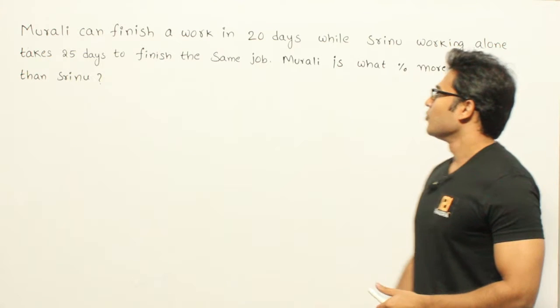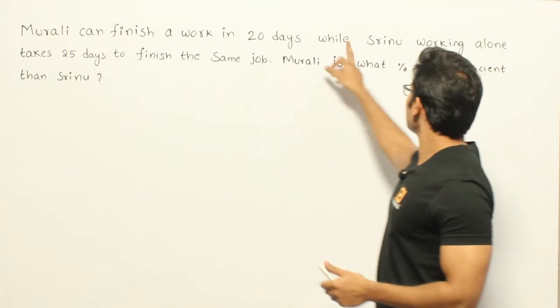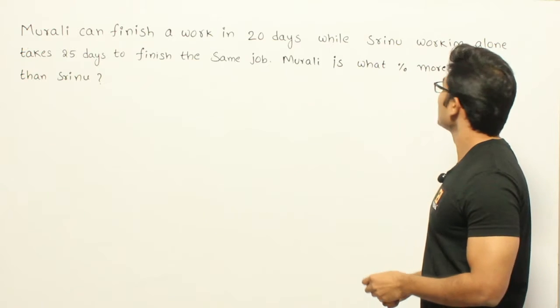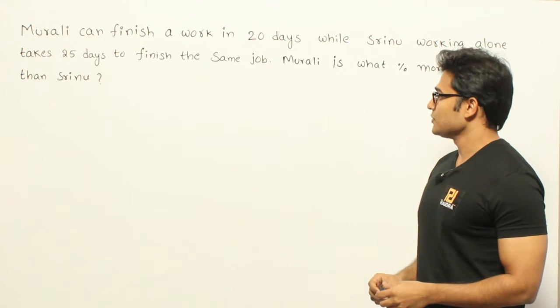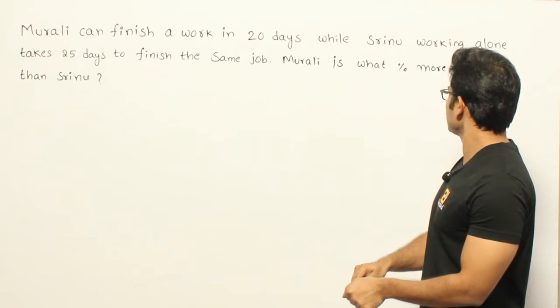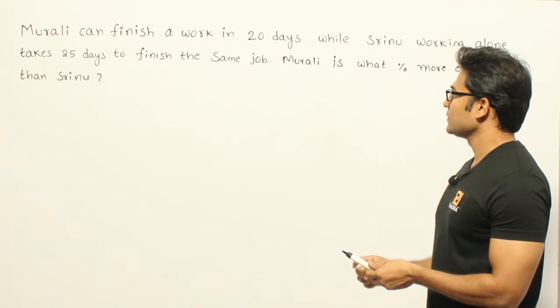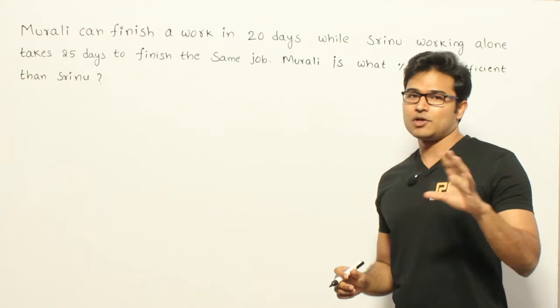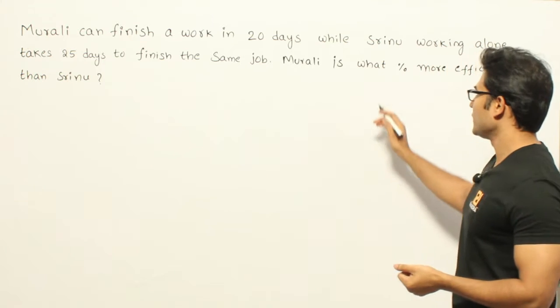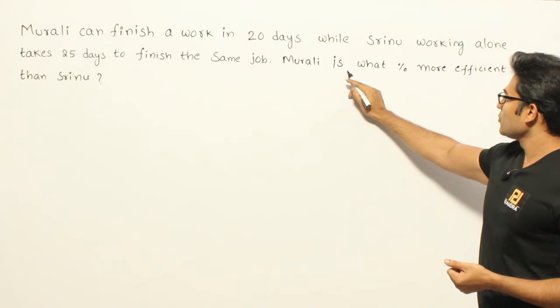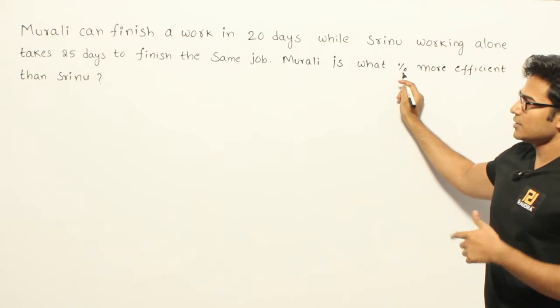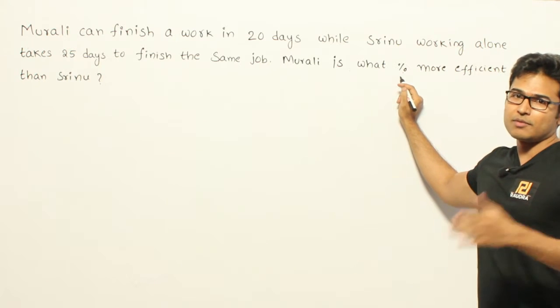Let's solve this. Murali can finish a work in 20 days while Srinu working alone takes 25 days to finish the same work. Murali is what percent efficient than Srinu? So in order to solve this, even in the topic of percentages, I'll discuss how to compare what percent efficient is one person compared to the other.